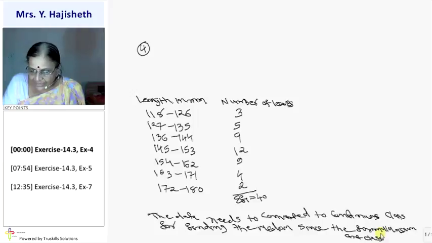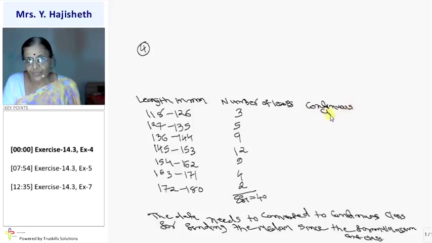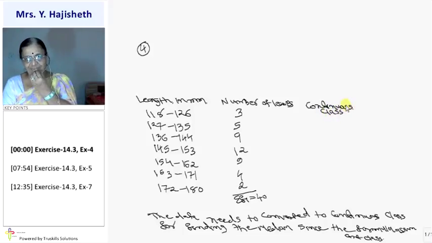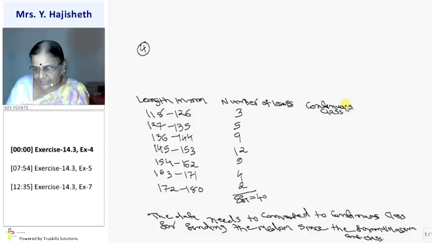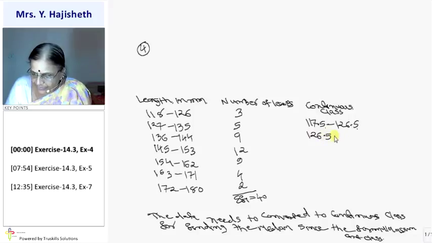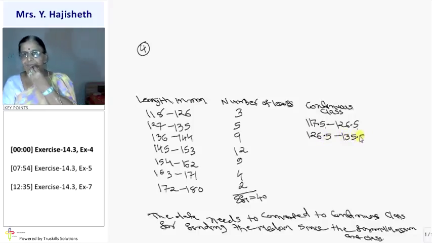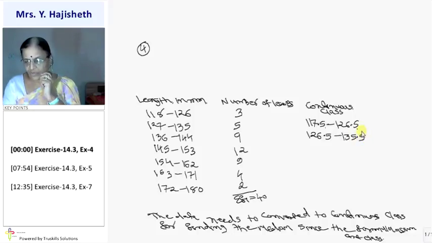So you have learned in your 9th standard, for continuous classes, what we are supposed to do? Tell me what we are supposed to do. You add 126 plus 127 and divide by 2. So the upper limit of the first class is 126.5. So to the upper limit I should add 0.5, and from the lower limit I have to subtract 0.5. Then I subtract 0.5 from 127, so it is 126.5, and I add 0.5 to 135, making 135.5. So automatically my gap is avoided.